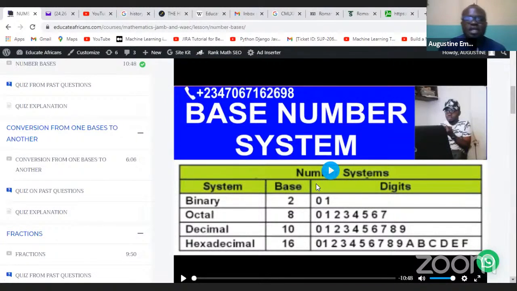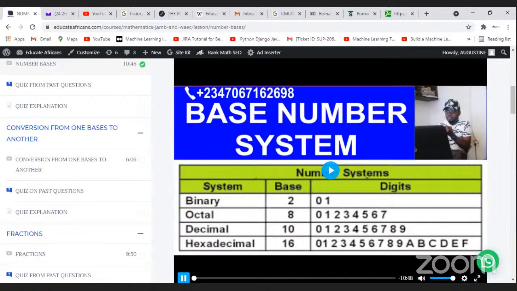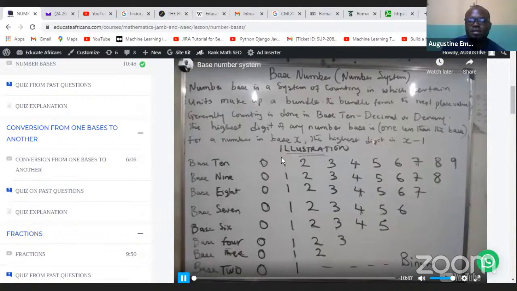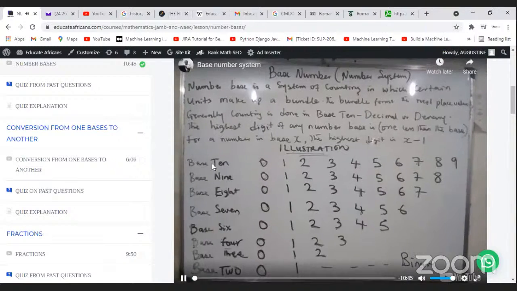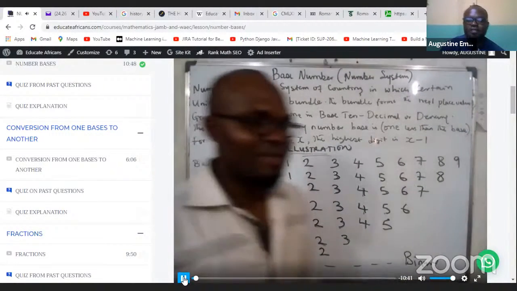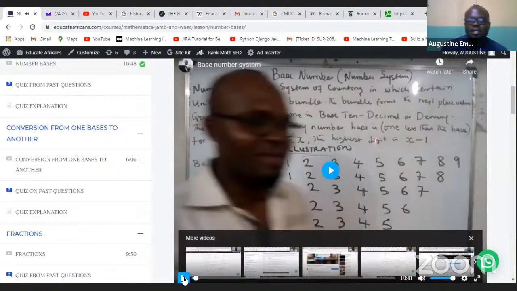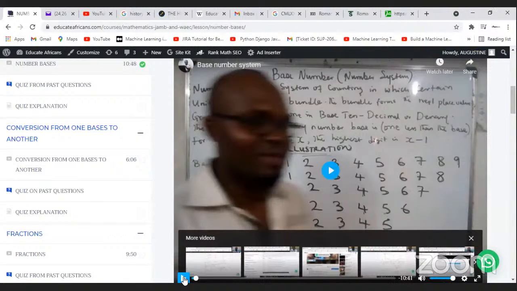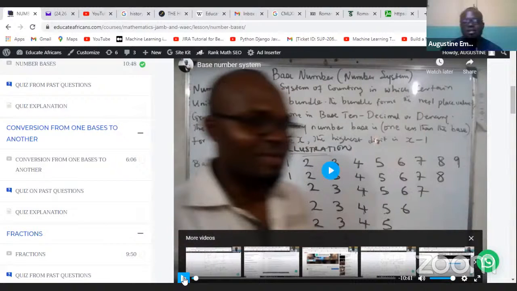So I want you to draw a table of the various bases that we have. You remember the table I opened up from base 2 to base 10. This is the table I'm talking about. Draw it, telling me the bases and the numbers that are possible in a given base. That's number 1.